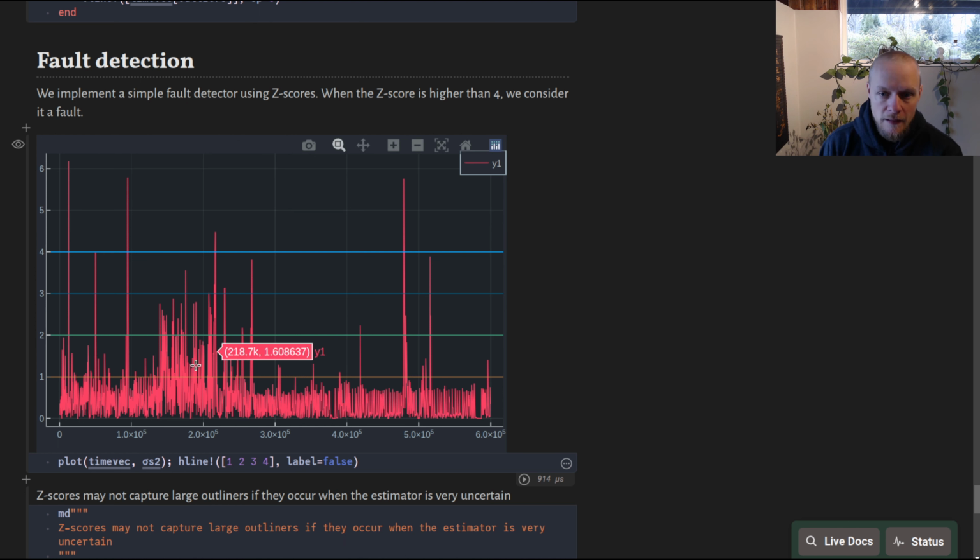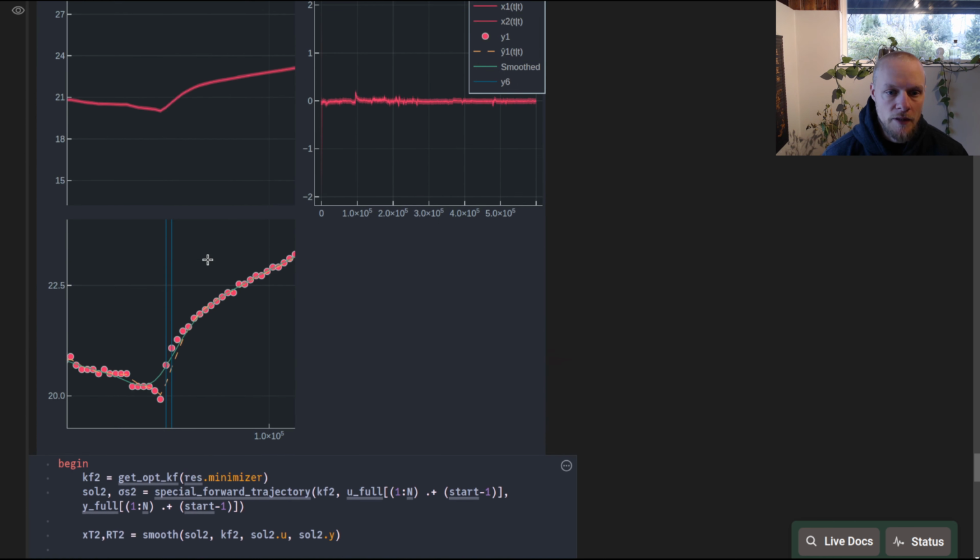I've indicated here with the dashed lines 1 standard deviation away, 2, 3, 4, and so on. So we will say that anytime the z-score is larger than 4, so anytime the prediction is more than 4 standard deviations away from what was expected, we will indicate an outlier. We see that there are a number of outliers detected using this method. All right, and that's what I plot in the figure above.